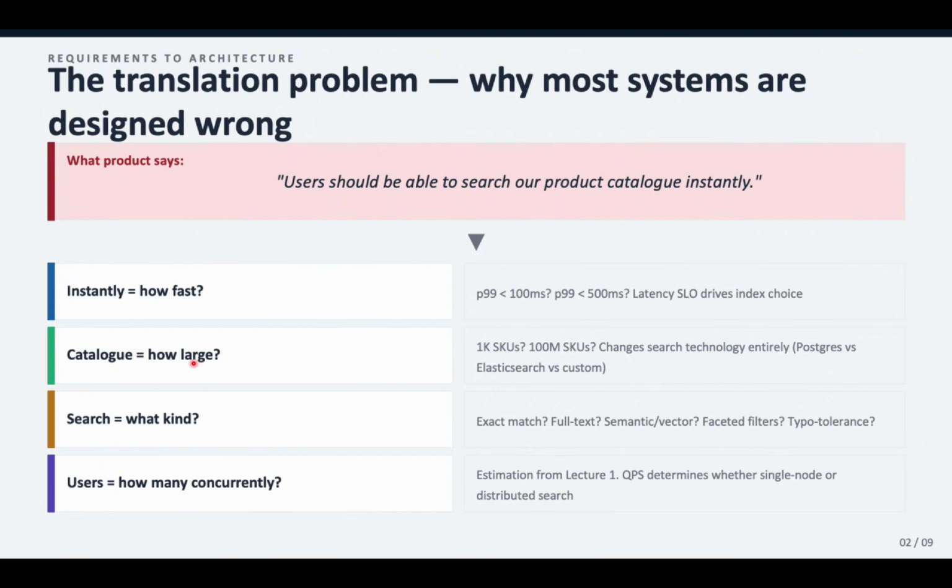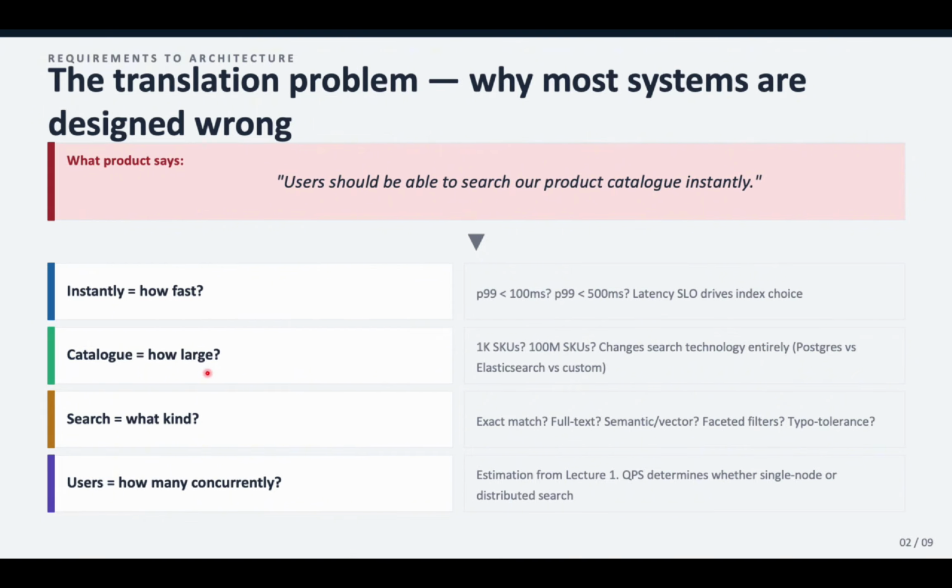Then question number 2: how large is the catalog? 1000 products? That is trivial. A simple index column in Postgres handles it. But if it is 100 million products, that is a completely different problem, requiring sharding and inverted indexes and a dedicated search infrastructure. So each question should be answered so that you can make a better decision while choosing a particular architecture.